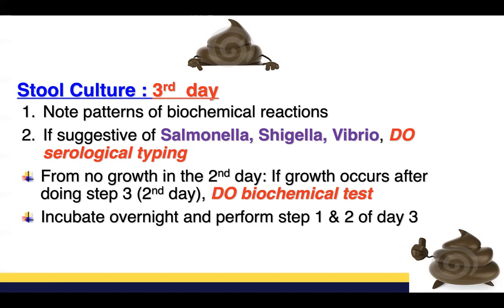Okay. Now, what if you had no growth on the second day? Remember what you did? You subcultured, no, from your APW or your selenite F, you subcultured it into another set of EMB and MAC. So on the third day, you're going to check your EMB and MAC. And if there's growth, record the results and do biochemical test. Incubate your biochemical test. And remember, you also need to subculture it. So incubate that too afterwards. Incubate overnight and then perform step 1 and 2 of day 3. Okay.